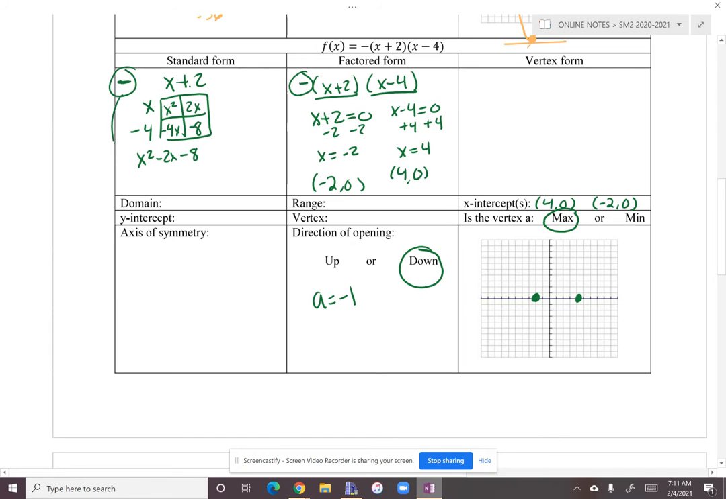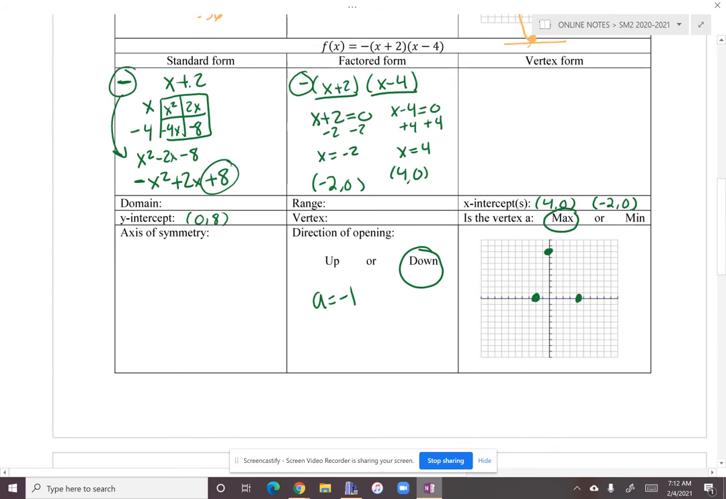But I have this negative sign that I've got to put through the whole thing, so it changes all the signs. So it's actually negative x squared plus 2x plus 8. Now that it's in standard form, I can find my y-intercept, (0, 8). I'm going to plot the point (0, 8), that point right there.